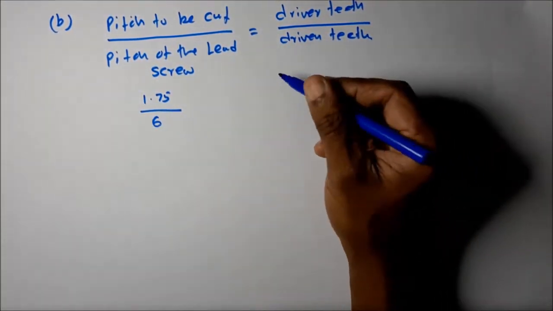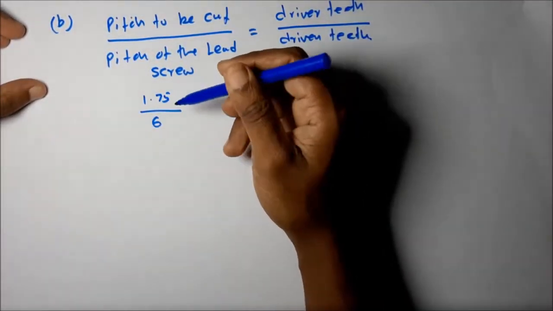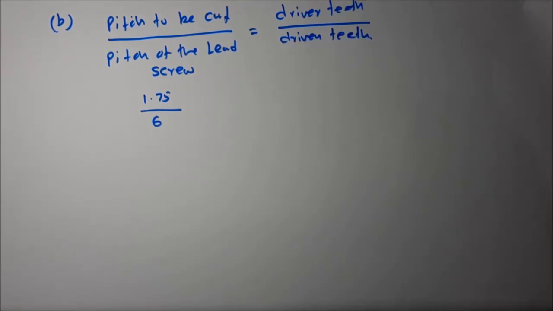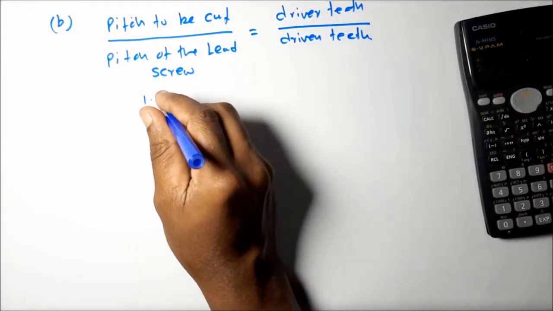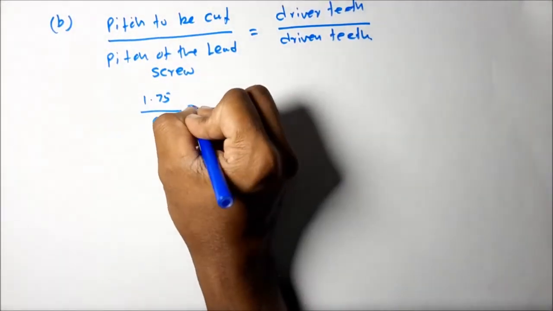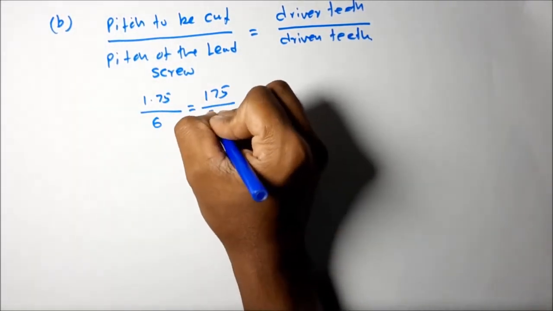Okay, then we have to find the gears from the available gear bank. So then how to find the gear ratio for this one? If we multiply it by 12, let me take 1.75 into 12, so 21 into 6, 12 into 6, 72. Well, let me take this ratio, then we can arrange 75 divided by 600.